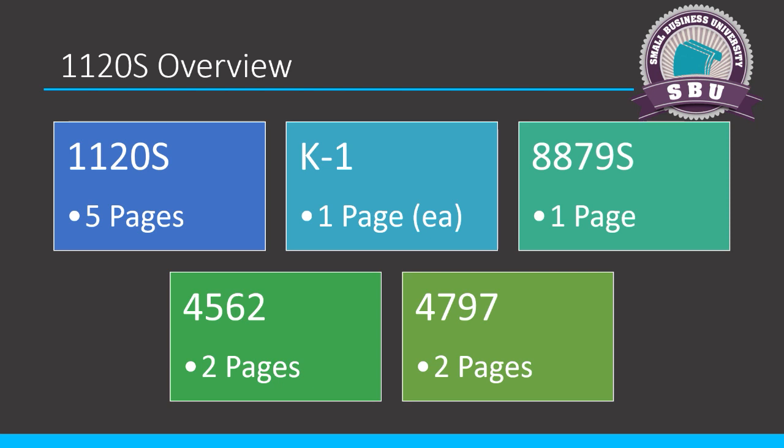Then there is the K1. Think of the K1 as the owner's portion of the 1120S. That's really what it is. It's kind of separating out each owner's distributive or allocable share of the income and other items on the 1120S. The K1's job is to show how much of the total return everyone has to claim on their personal returns.